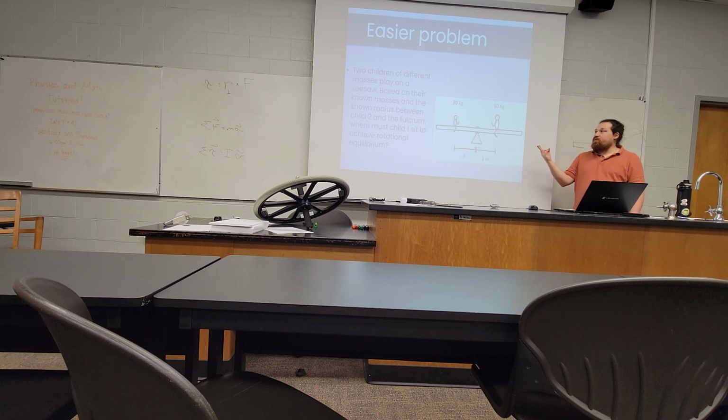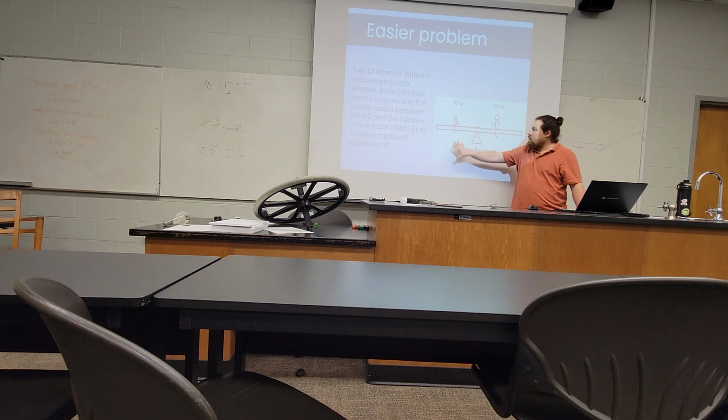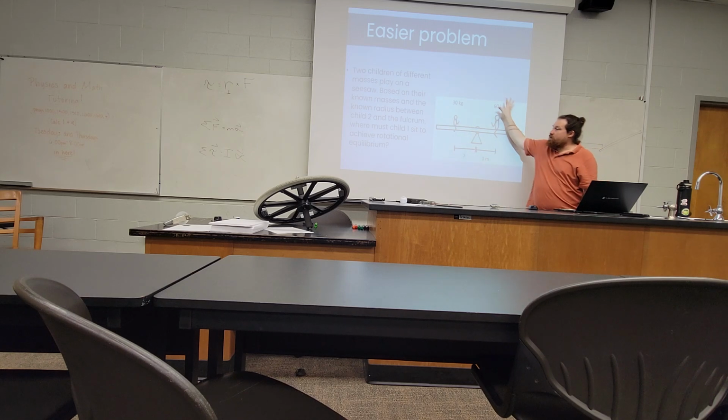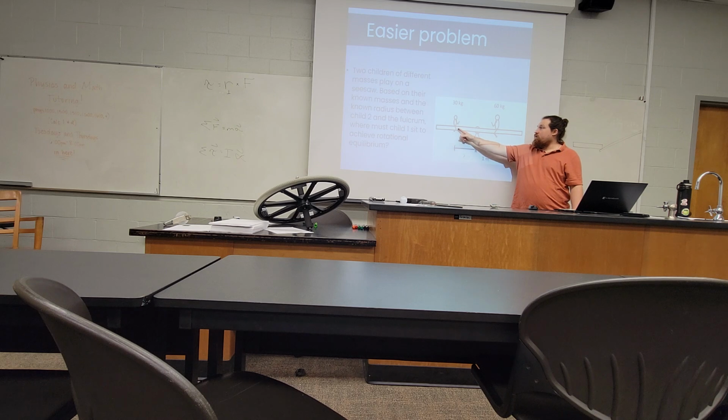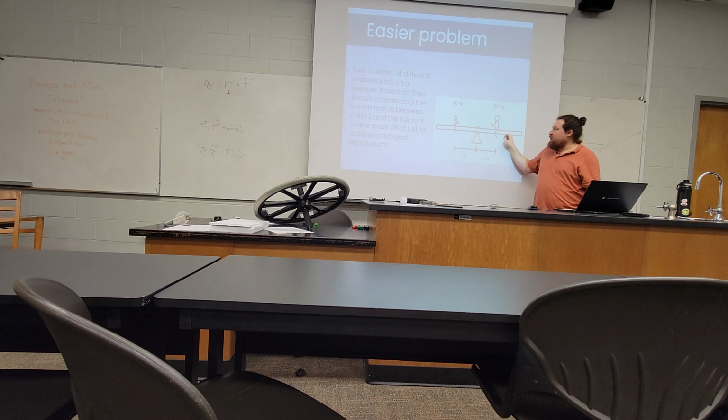And because the two different kids are sitting on two different sides, one of them is going to generate counterclockwise torque. Note that the weight from kid 1 is going to pull down on this side, and that would have the effect of making it spin counterclockwise if imbalanced. Meanwhile, the kid on the right, their weight also points down, but because they're on the other side of the fulcrum, that would make it spin clockwise.